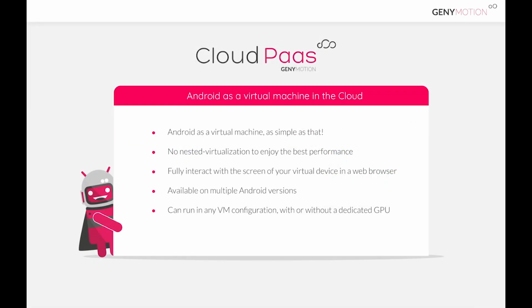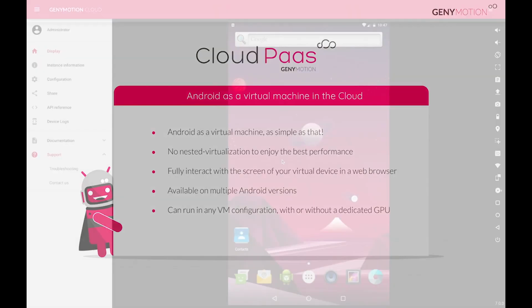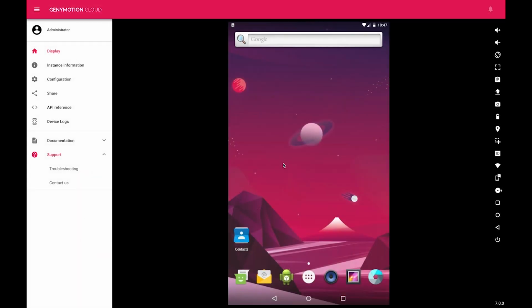Genymotion Cloud integrates into your existing infrastructure, allowing you to interact with over 200 different types of devices right from your web browser. This provides you with access to Android as a virtual machine in the cloud. Once you're connected, interacting with a device is as easy as if it's right in your hand.